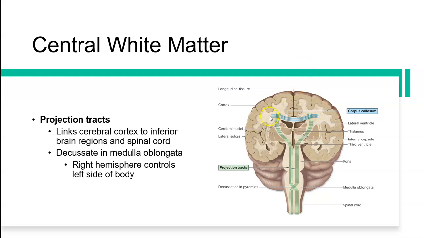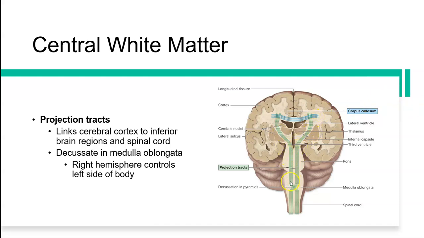So here you can see the blue, that is your corpus callosum. Remember, we talked about that on the previous slide. So it is connecting the right and left hemispheres. And here we have those projection tracts that are linking the cerebral cortex to the lower parts of the brain and the brain stem.